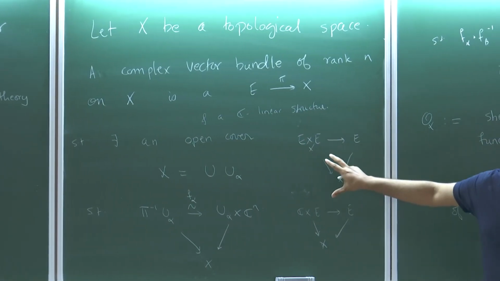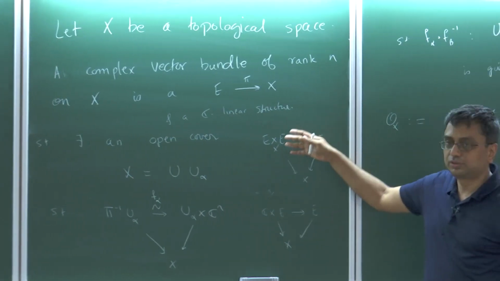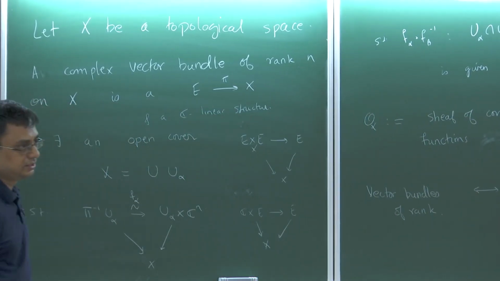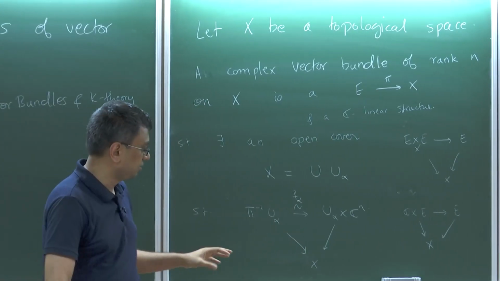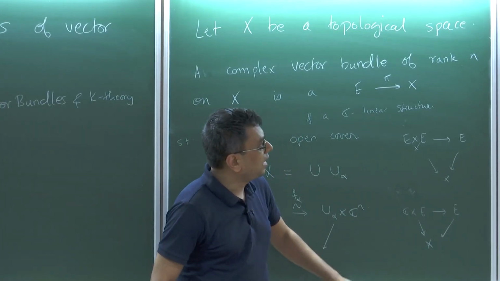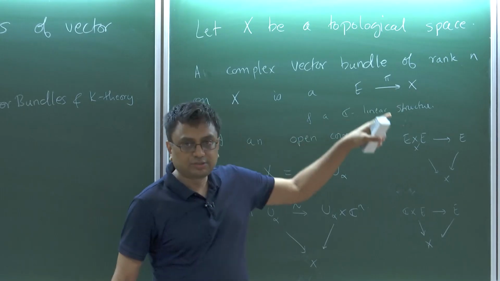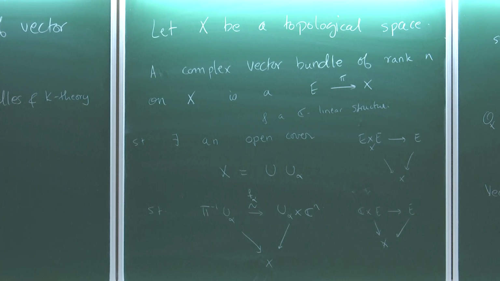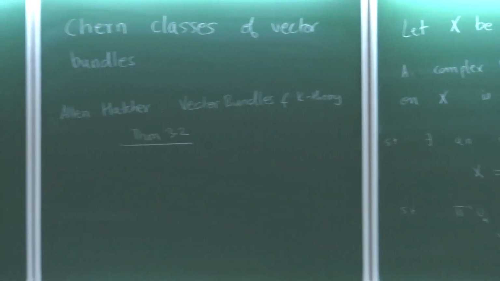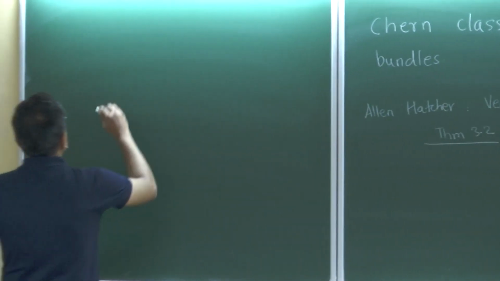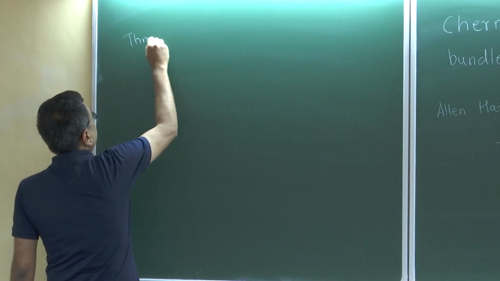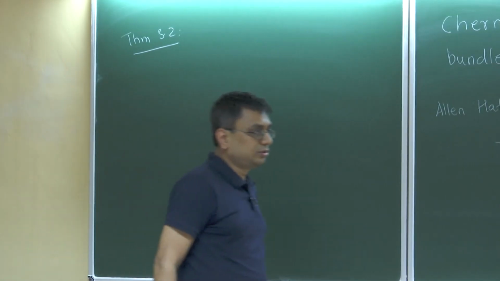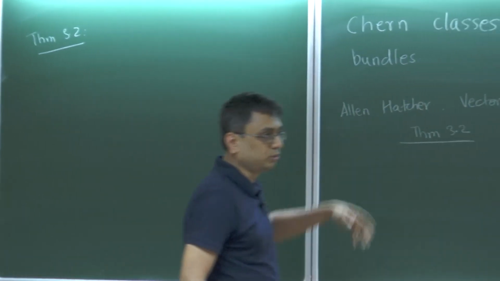This satisfies axioms similar to the axioms of a vector space, and this isomorphism preserves that structure. I still think that this actually gives it, but maybe I'm wrong. So let us see what Theorem 3.2 is. 3.2 is the numbering of the book.